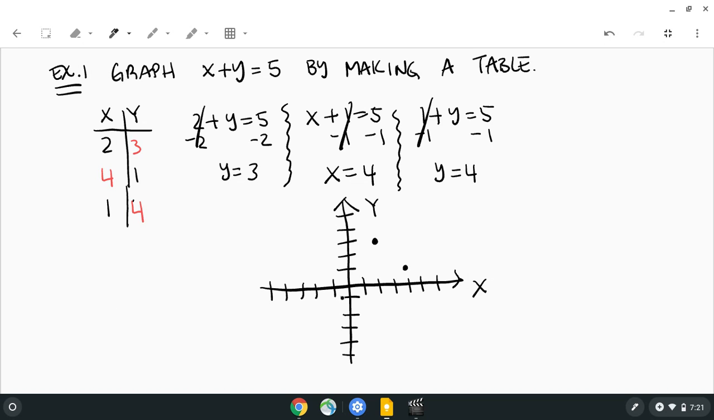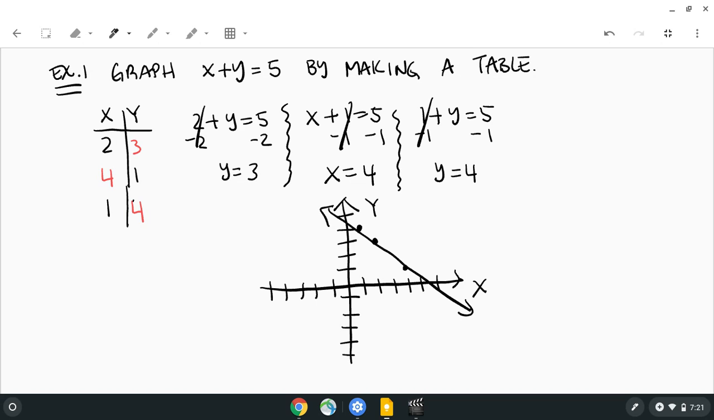Okay, 1, 4 is 1, 1, 2, 3, 4. Okay. And we see here that my 3 points line up nicely. Okay, I don't get a triangle.